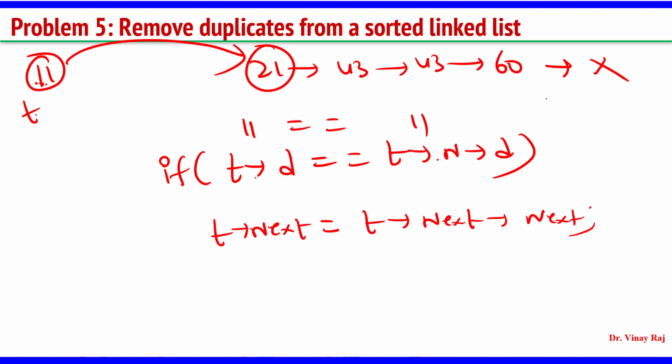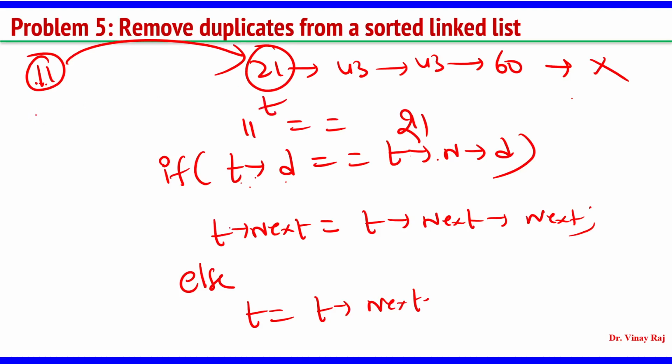Is t next not equal to null? Yes, it is true, it is not null. So we have to check this condition. If t data, that is 11, is equal to 21, no. That's why we have else case t equal to t next. In this case, I am making my t as this. Now from here, this is my t. From here, repeat the same procedure. If t data 21 is equal to 43, no, make this as t.